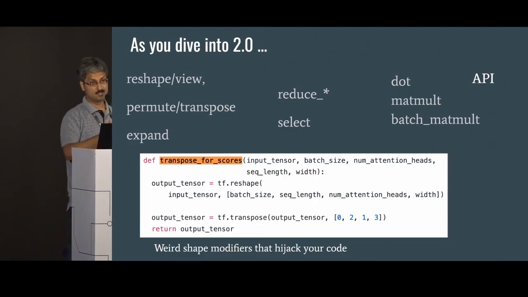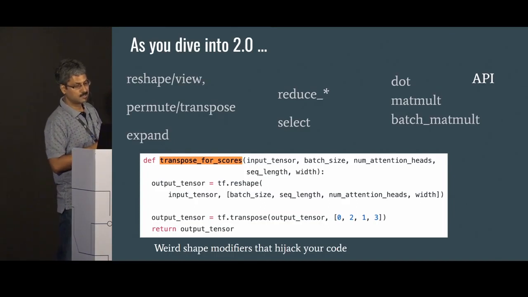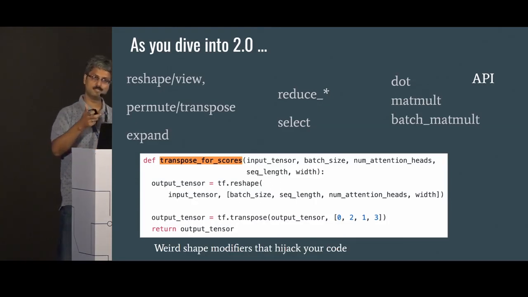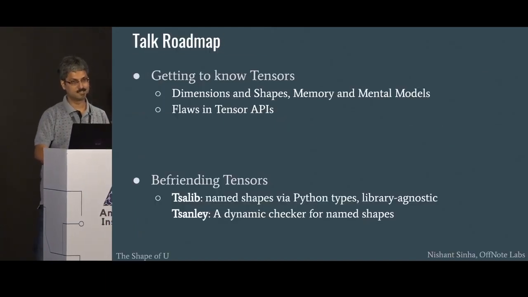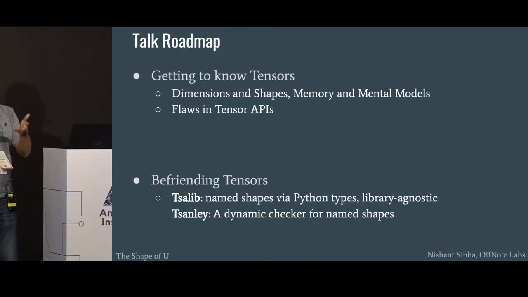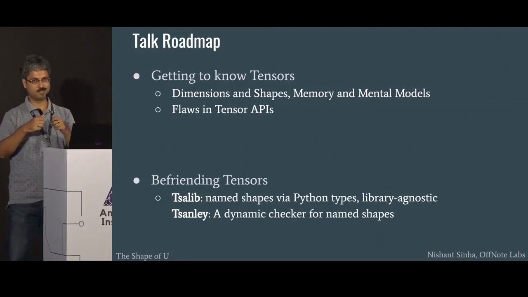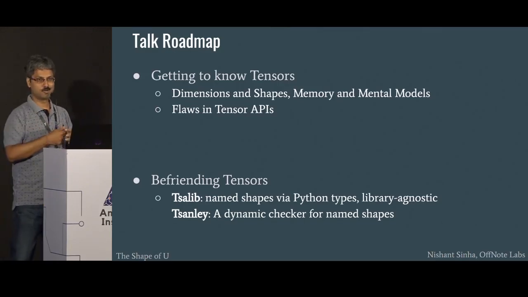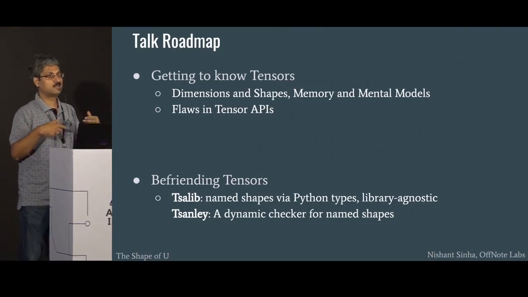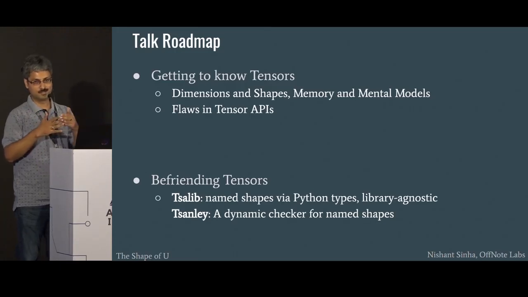And then when you start looking for code that people have written, you see this kind of weird code which does a reshape of a tensor with a tuple, and there's a transpose with some indices. There are these weird shape modifiers that hijack your code. How do you deal with them? Getting familiar with tensors is really important to write tensor programs, do machine learning programs, deep learning programs. So if you have to work in 2.0, you have to know tensors. So we'll slowly ease into knowing about tensors, and first we get to know them, get to know their flaws, and then we exploit them by making friends with them.